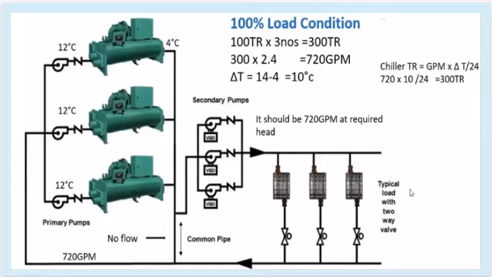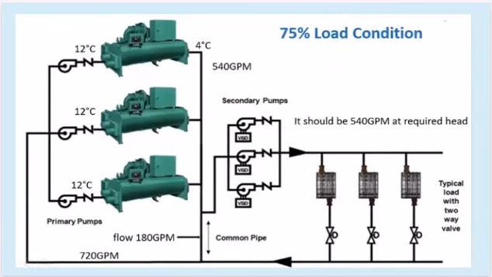This image depicts the configuration and operating conditions of a 100% load scenario in a chilled water system. It shows the primary and secondary pumping loops, with the primary pumps operating at a constant flow rate of 720 GPM and the secondary pumps operating at a variable flow rate to meet the system's cooling demands. The image also provides the specific equipment details, such as the chiller tonnage, temperature differentials, and the required flow rate at the secondary side.